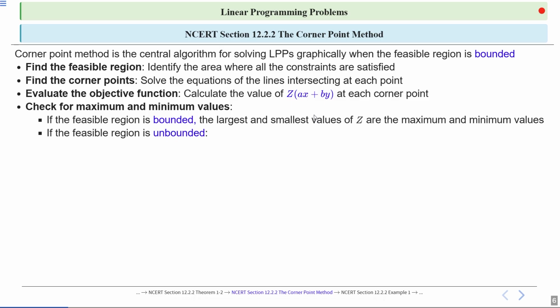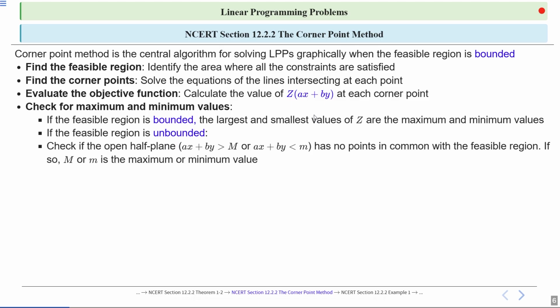If the feasible region is unbounded, then check whether the open half plane ax plus by is greater than m, or ax plus by is less than m, has any point in common with the feasible region. Substitute the point's coordinates into the inequality. If the inequality holds true, the point is in that half plane. Otherwise, there is no maximum or minimum value.